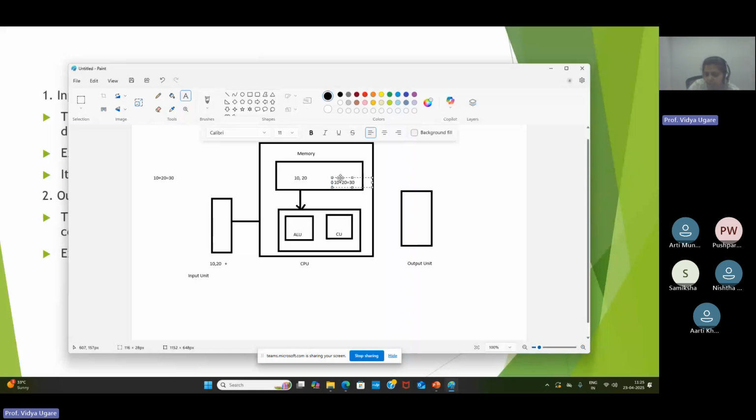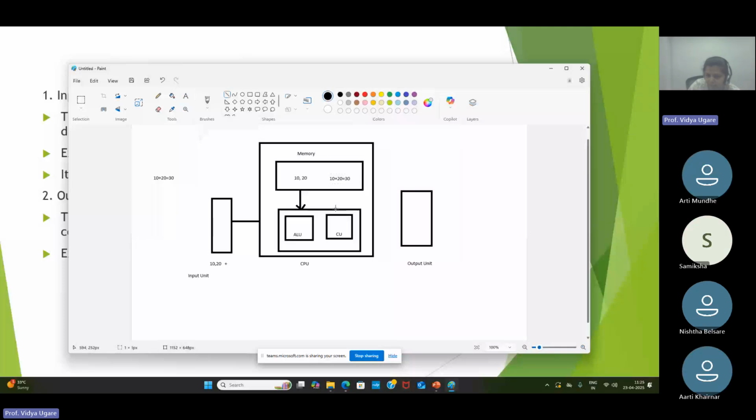Now, the output is available, but where is it temporarily being held? This ALU is going to temporarily give these things back to your memory to hold it. That 30 is the result of the input given by the user. So now this 30 needs to be displayed to the user, using an output unit, right? The output unit can be our printer, the monitor, a speaker, etc., right?